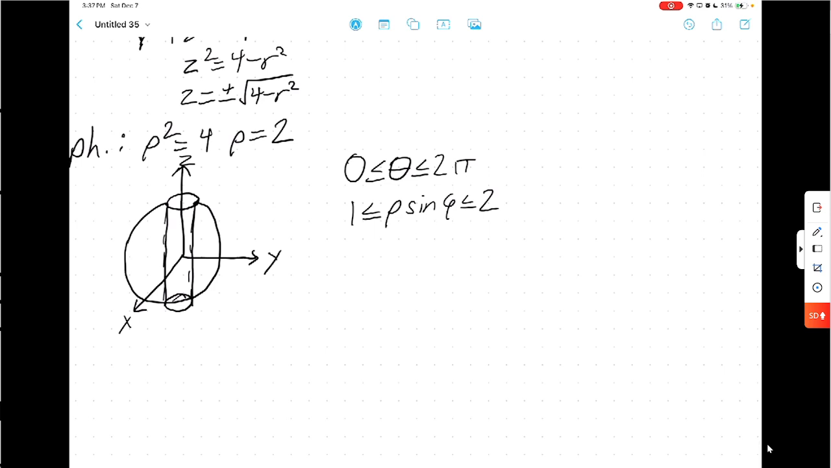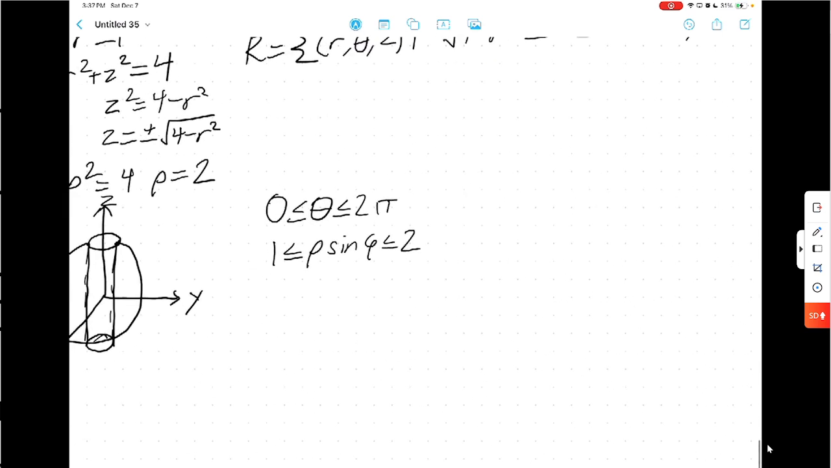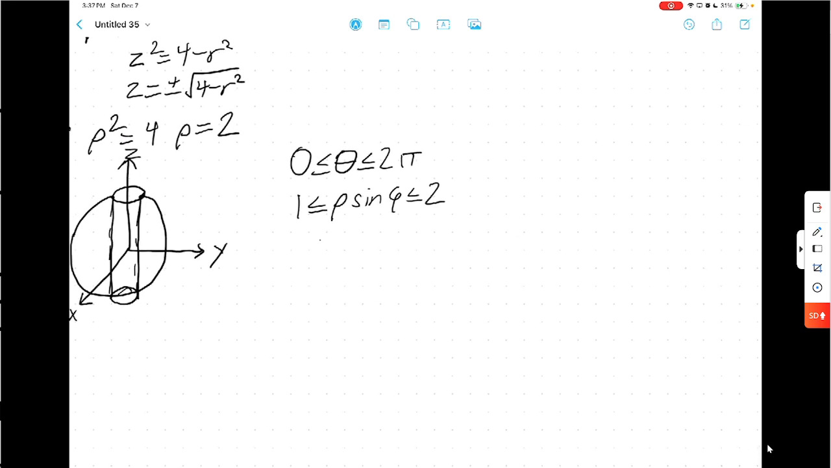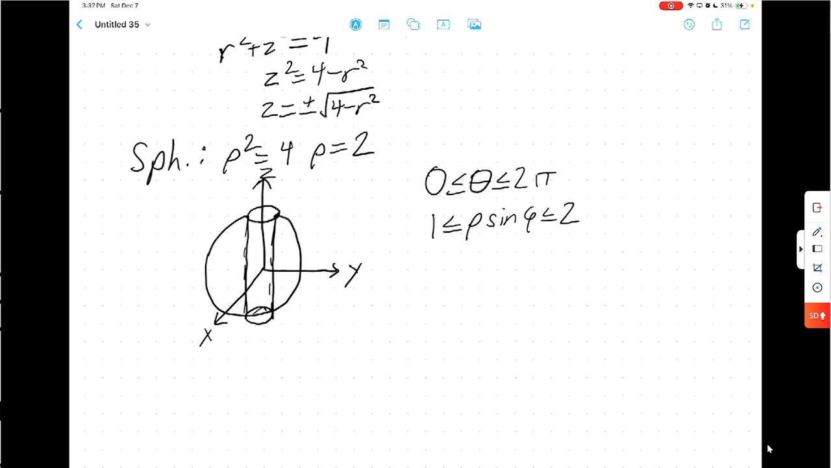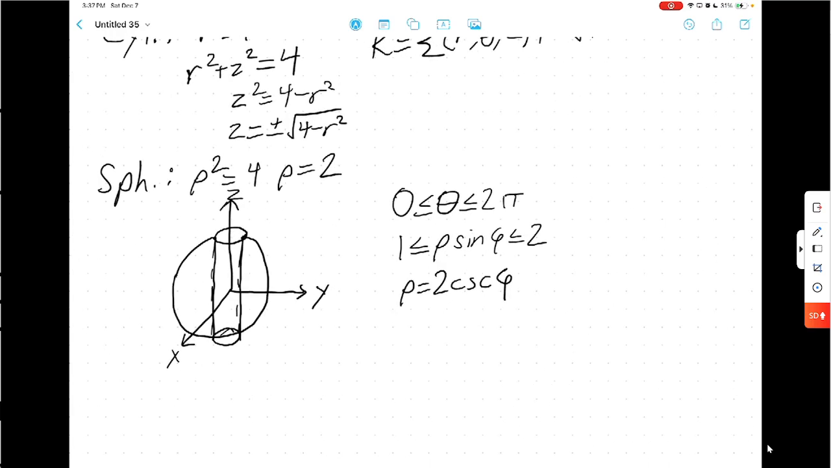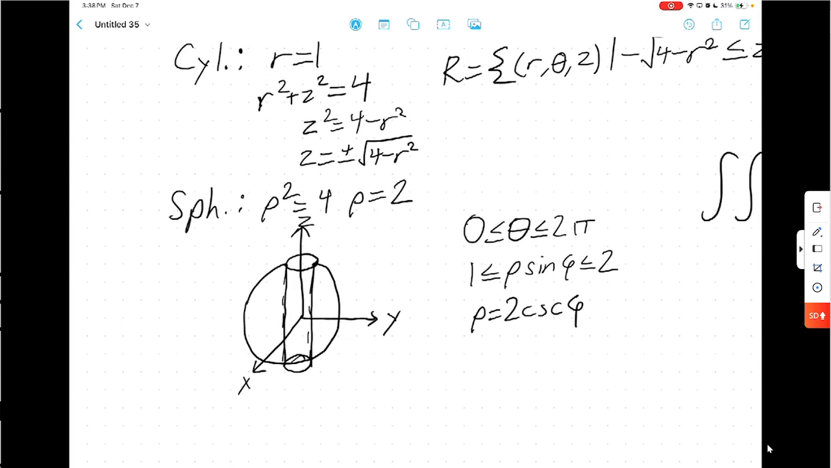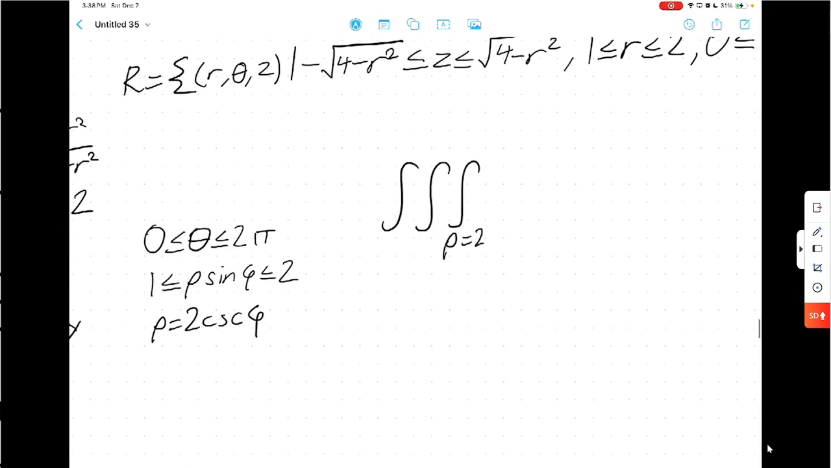The cylinder is also defined by rho is equal to 2 cosecant phi, so that could just be the bottom bound. I think, yeah, that actually might be it. The cylinder, and then everything out from that up to 2. So yeah, okay, there we go. There's the logic.